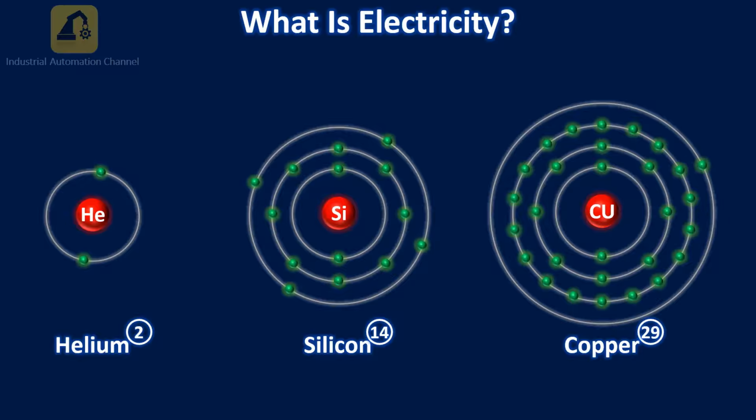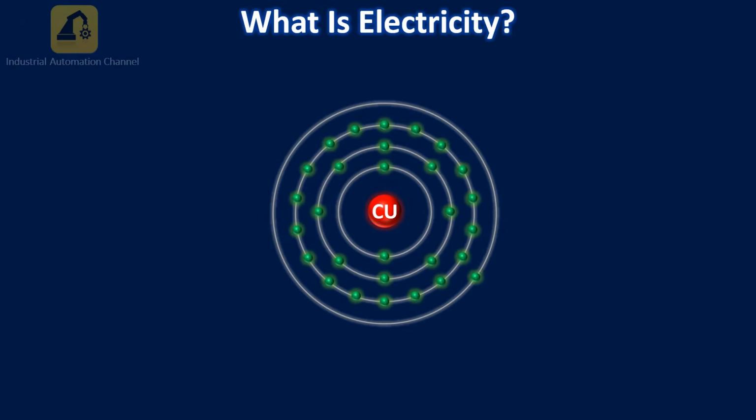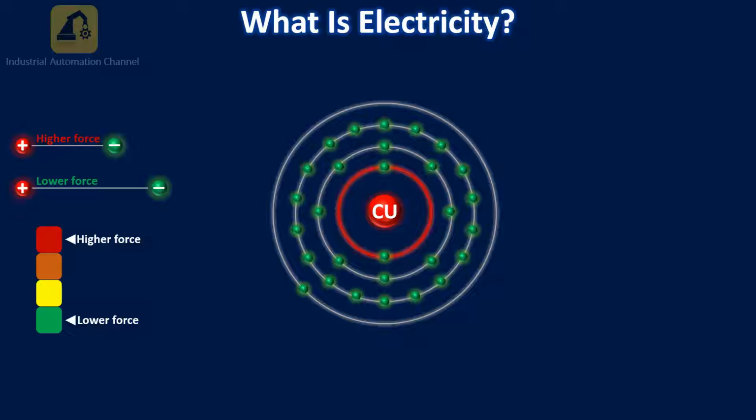Now, if electrons can move from one atom to another, here is the next question. Why do they move easily in some materials, but not in others? Because not all materials hold their outer electrons the same way. In metals like copper, the outer electrons are held weakly because they are farther from the nucleus and don't feel its pull as strongly. The closer an electron is to the nucleus, the stronger the attraction.